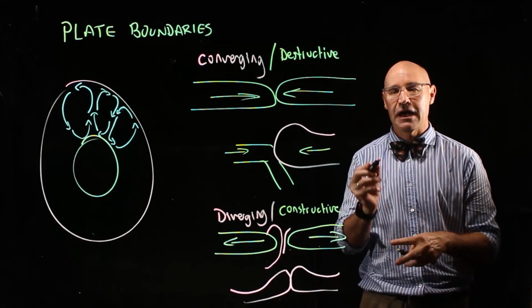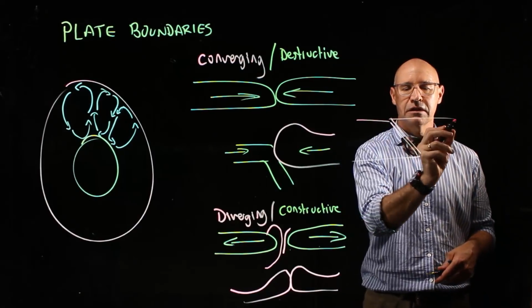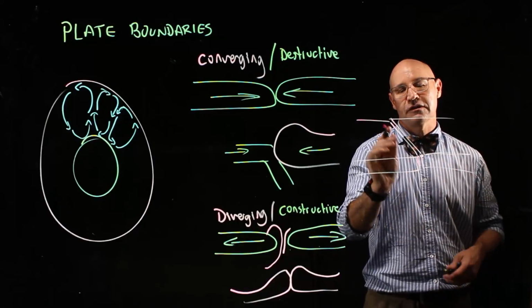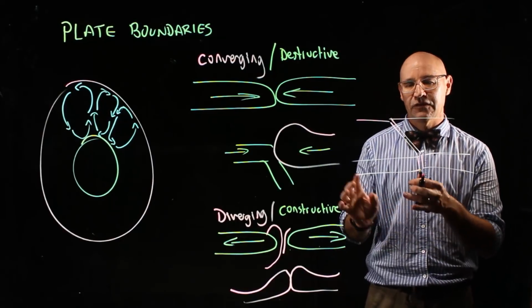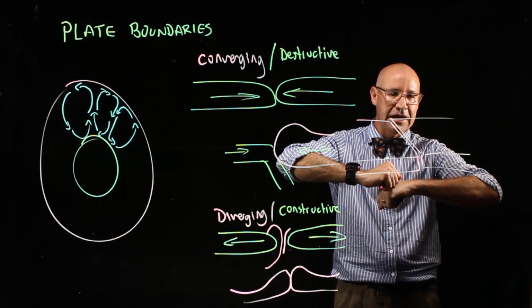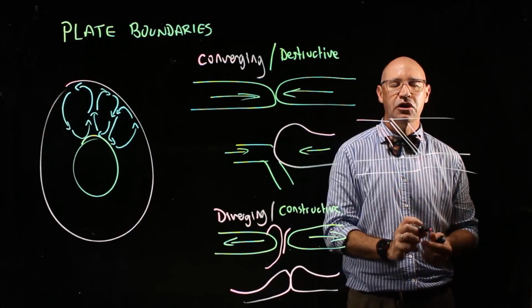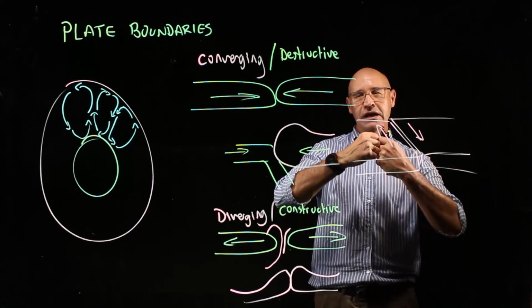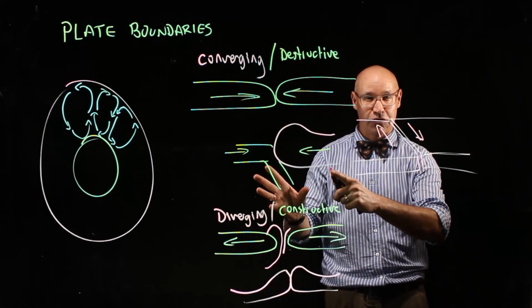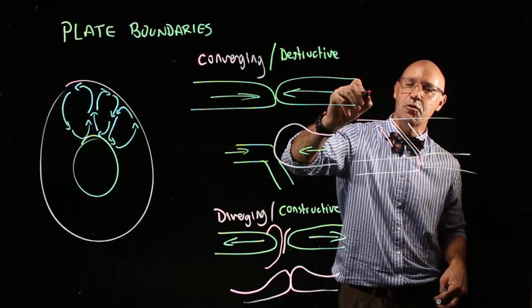The third type of boundary we have, I'm going to try and draw that slightly differently, so imagine a 3D this time. This is what happens when we have two plates that move side to side. So one goes that way and one goes that way. Now, we're not actually creating or destroying the surface or the crust, we're actually transforming it. So this is called a transform boundary.